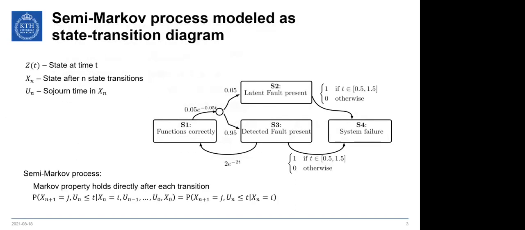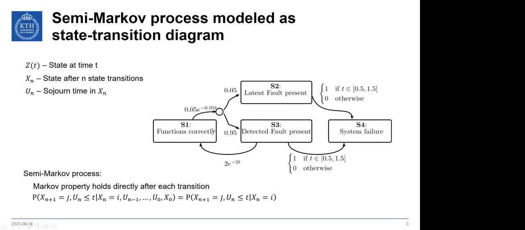So let's talk a bit about semi-Markov processes and state transition diagrams. Take a look at the figure we have on the right here. We have four possible states, S1, S2, S3, and S4, and several possible transitions between the states. So this is basically a state transition diagram. You have a couple of states and some transitions between them.